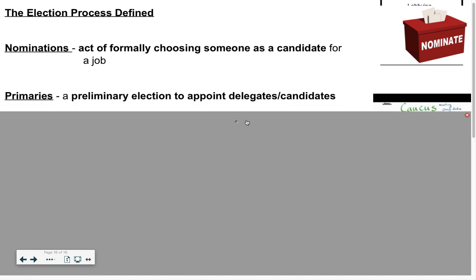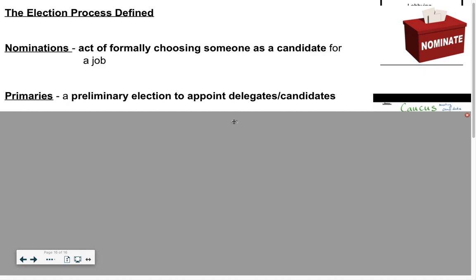The next one is primaries. Primaries are essentially the same thing, and this definitely took place at our Shattuck election process, and it's where you appointed a delegate or candidate to be on the ballot. So that was our first election process.